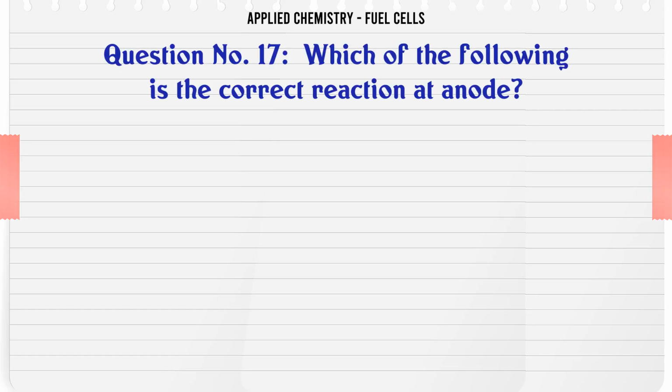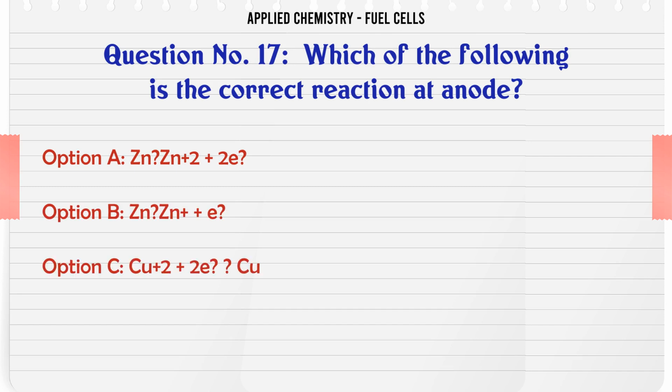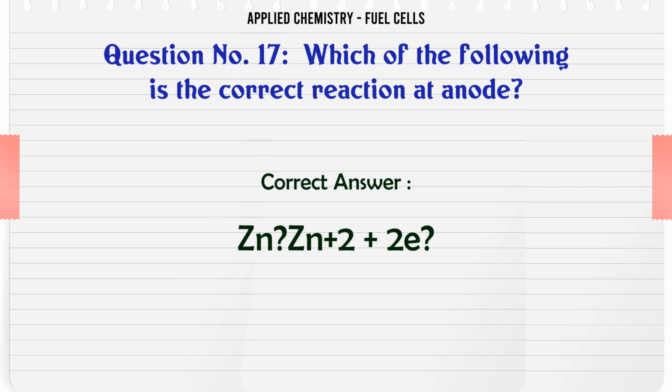Which of the following is the correct reaction at anode? A. Zn → Zn²⁺ + 2e⁻, B. Zn → Zn + e⁻, C. Cu²⁺ + 2e⁻ → Cu, D. Cu + e⁻ → Cu. The correct answer is Zn → Zn²⁺ + 2e⁻.